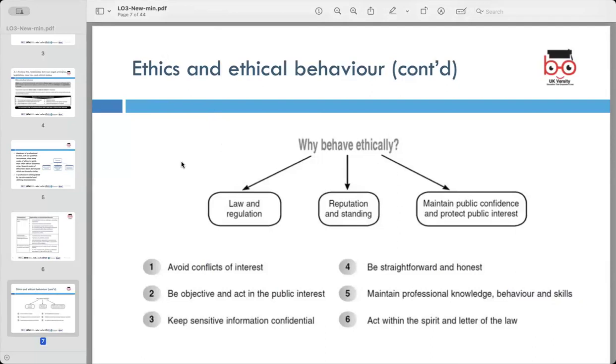So, why behave ethically? Law and regulations require it, and also reputation and standards, and to maintain public confidence and protect the public interest. So, avoid conflicts of interest, be objective, and act in the public interest. Keep sensitive information confidential, be straightforward and honest, maintain professional knowledge, behavior, and skills, and act within the spirit and letter of the law.